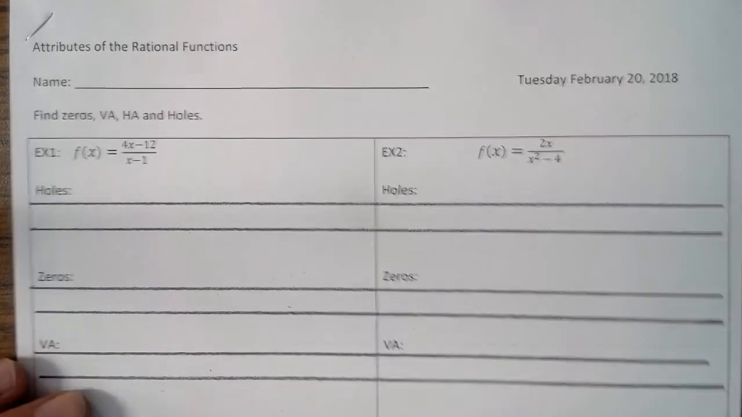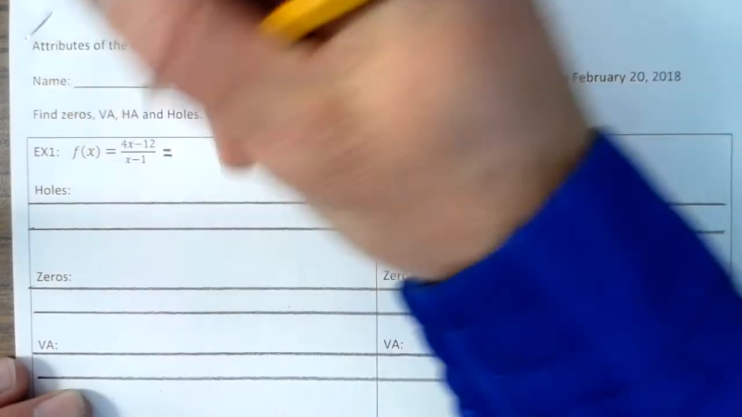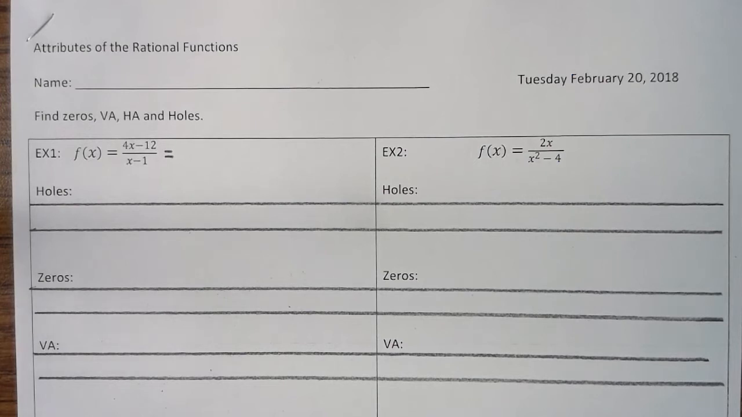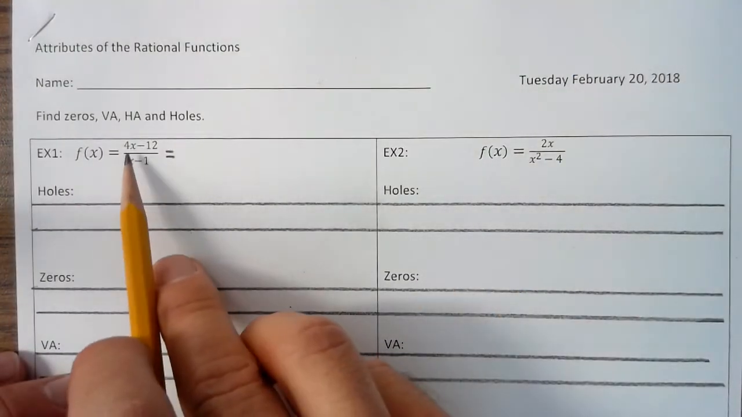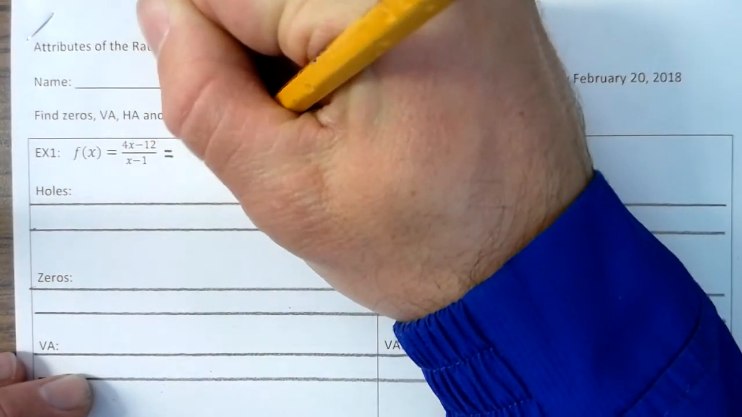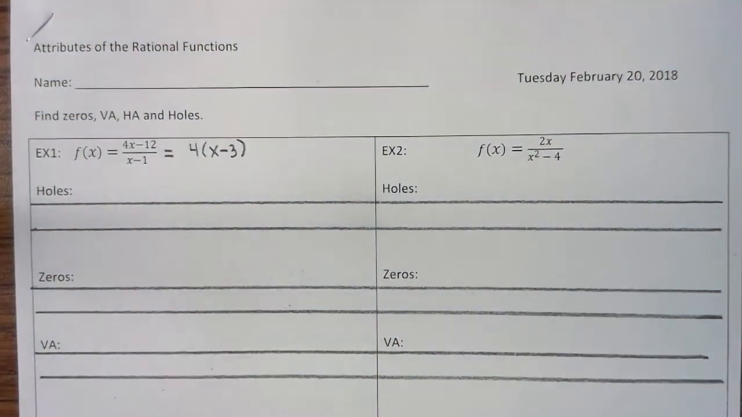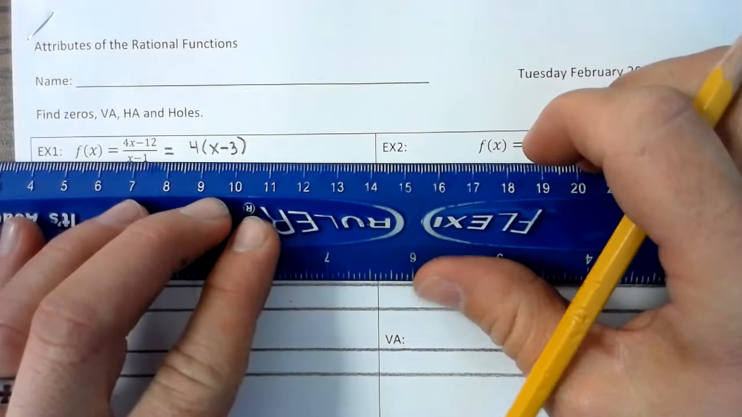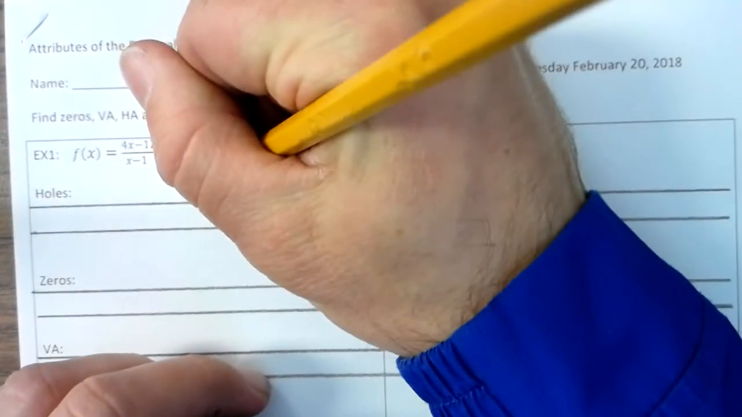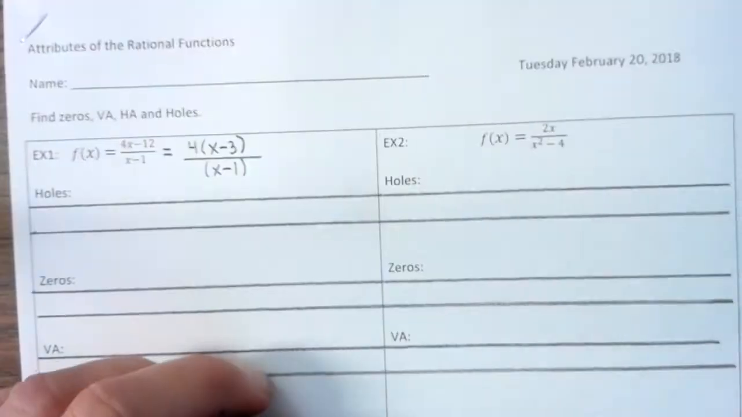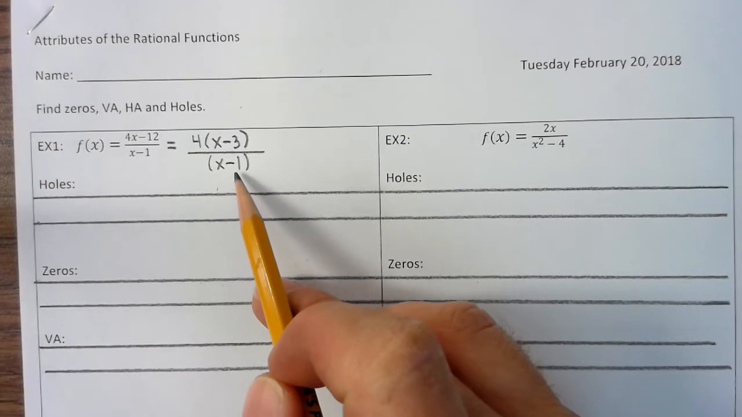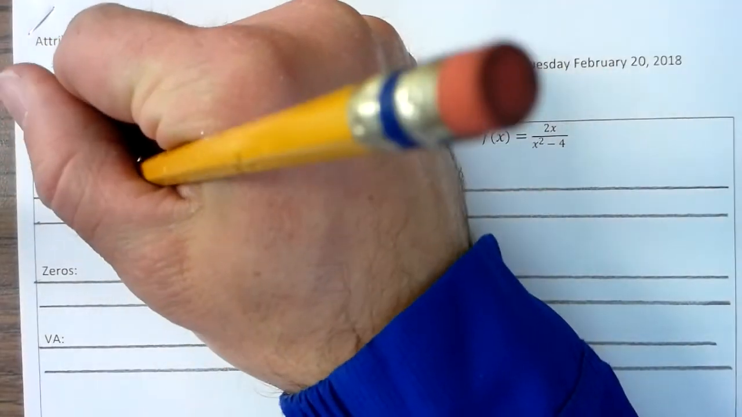Okay, so the first thing you want to do before you do any of the problem is you want to factor the numerator and denominator. Okay, so we can factor out a 4 here. This becomes 4 times x minus 3, divided by x minus 1. Now, if there's a hole, these would divide and become 1. Since they don't, there are no holes.